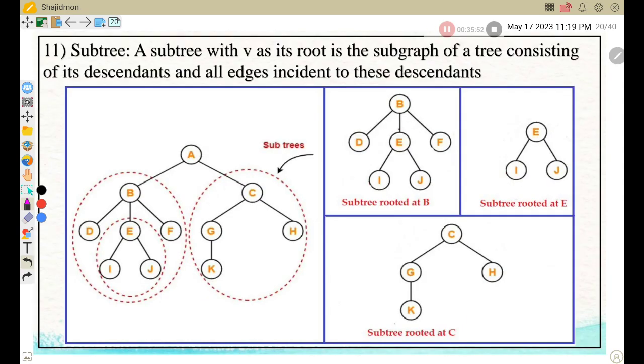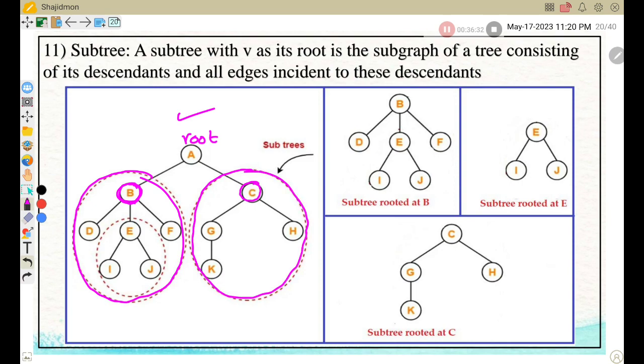Now the 11th point. What is the meaning of subtree? A subtree with V as its root is a subgraph of the tree consisting of V, its descendants, and all edges incident to these descendants. For example, you can see this graph. A is the root vertex. What is the subtree rooted at B? That means just take that branch fully. See, this is the subtree. If you take C as root, this full portion is the subtree.